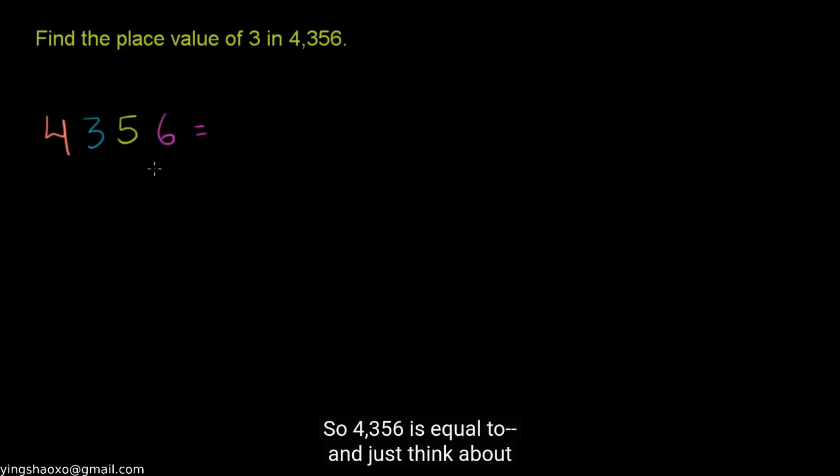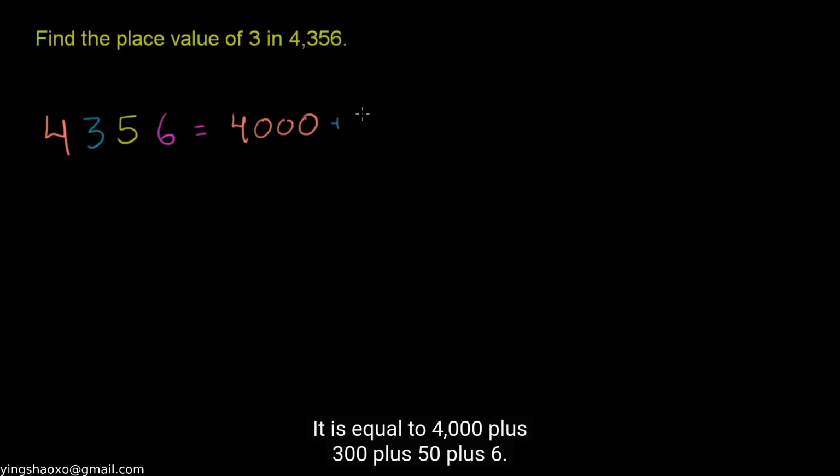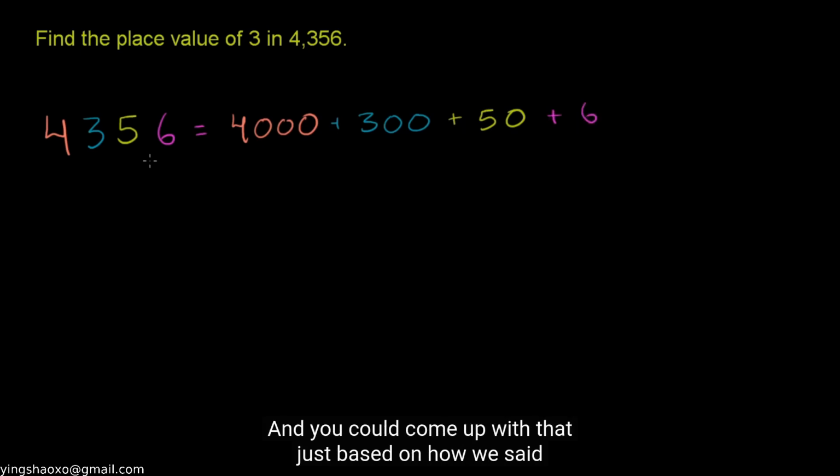If I were to write it in different colors, 4,356 is equal to, and just think about how I just said it, 4,000 plus 300 plus 50 plus 6. And you can come up with that just based on how we said it.